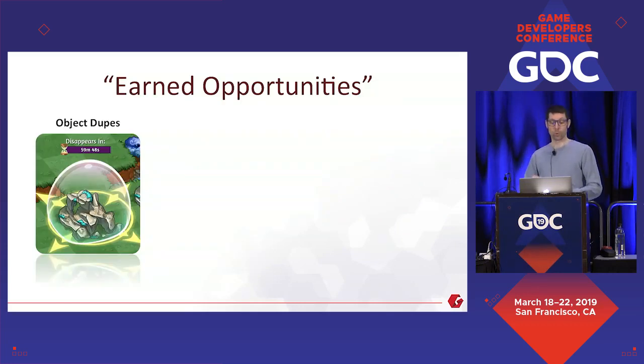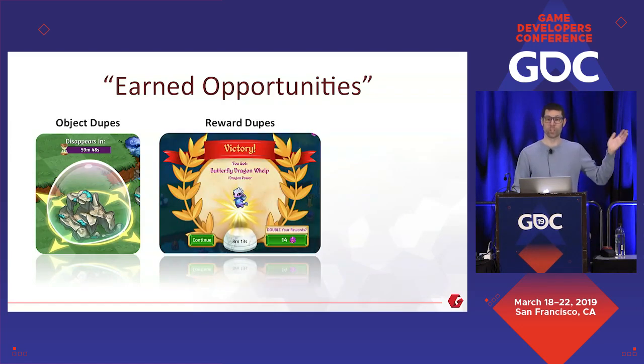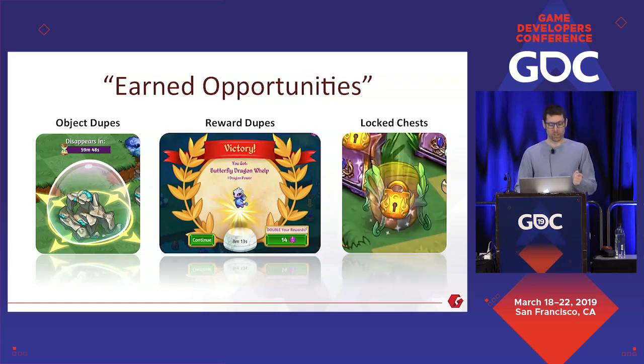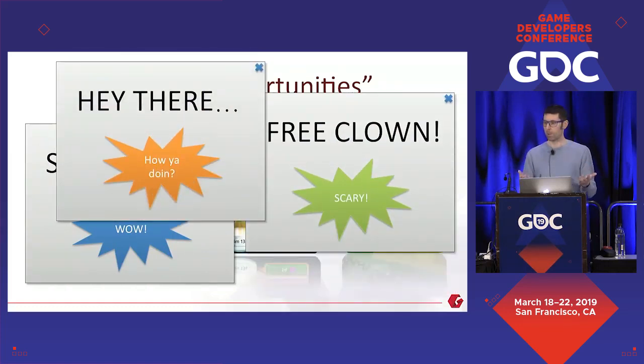Another reason the object dupes work well is they're what we call earned opportunities. An earned opportunity is a purchase that the player had to do some work to get. We have a bunch of these in the game. So some of the others are chances to double your rewards from challenges or events, and locked chests that your dragons can find when you tell them to harvest things. Like, who wants to pass up an opportunity to get something valuable that you've worked a long time to earn? This is actually a really friendly way to present offers to players that they feel invested in, rather than spamming them with pop-ups, for example.